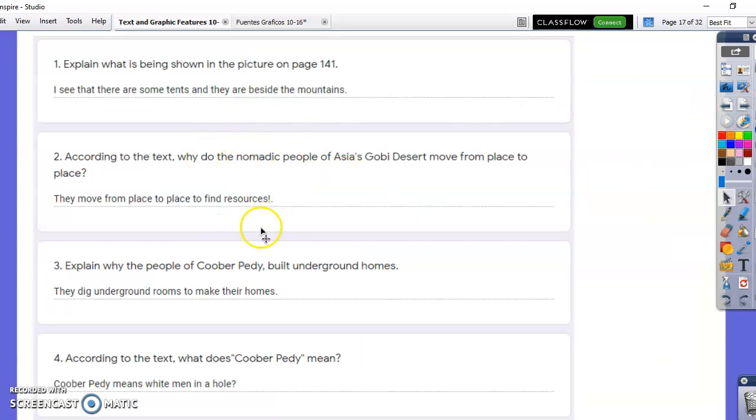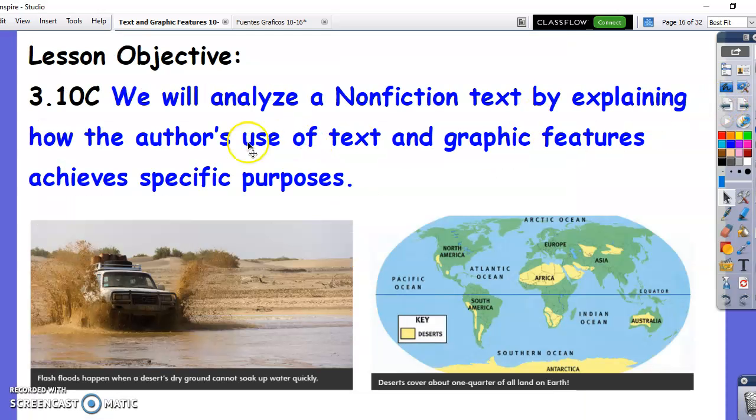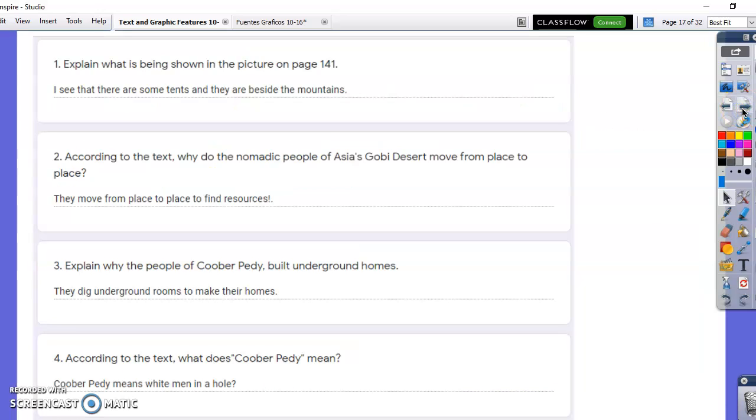I wanted to go over some of the answers that I saw from the day's previous work, where some kids weren't answering the questions very well. Looking at number 3. Again, the objective is finding out why the author uses text and graphic features to achieve specific purposes. So they need to be specific when they're answering these questions. Like here it says, explain why the people of Coober Pedy built underground homes. And the student answered, they dig underground rooms to make their homes. But it doesn't say why.